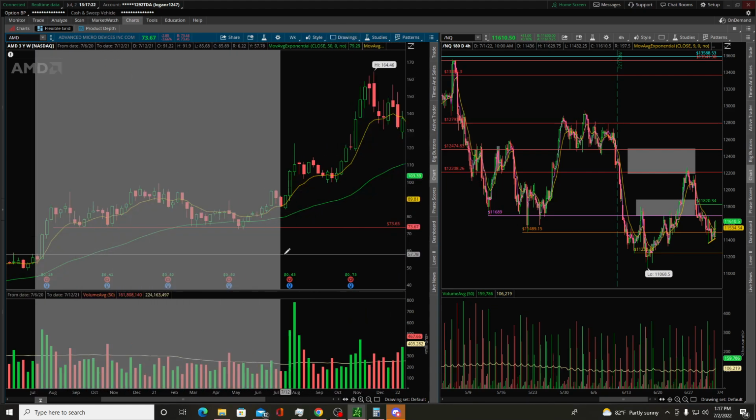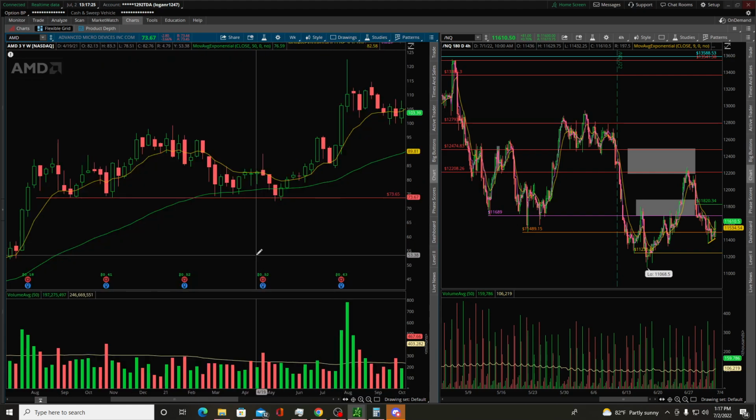But a lot of the times I'm just looking for hammers or I'm looking for bullish engulfing candles. So you want to see something that screams, hey, buyers are stepping in, right? So first time we hit this 73 level, bullish engulfing. Second time we hit it, bullish engulfing.